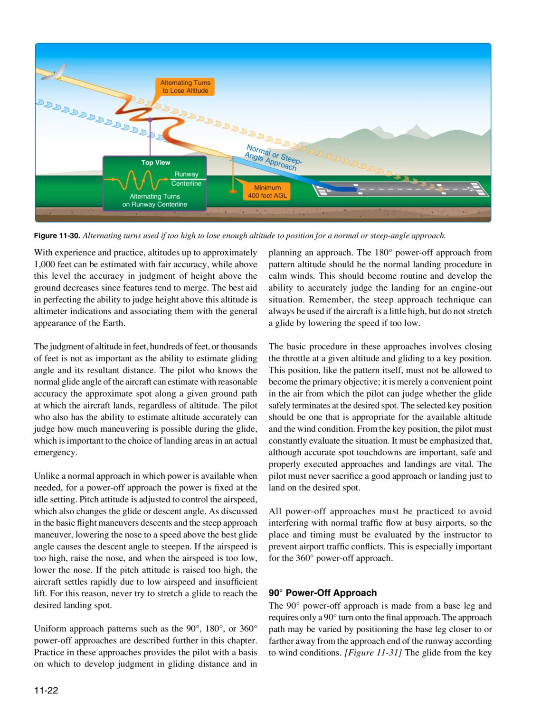Unlike a normal approach in which power is available when needed, for a power-off approach the power is closed at the idle setting. Pitch attitude is adjusted to control the airspeed, which also changes the glide or descent angle. As discussed in the basic flight maneuvers, descents, and the steep approach maneuver, lowering the nose to a speed above the best glide angle causes the descent angle to steepen.